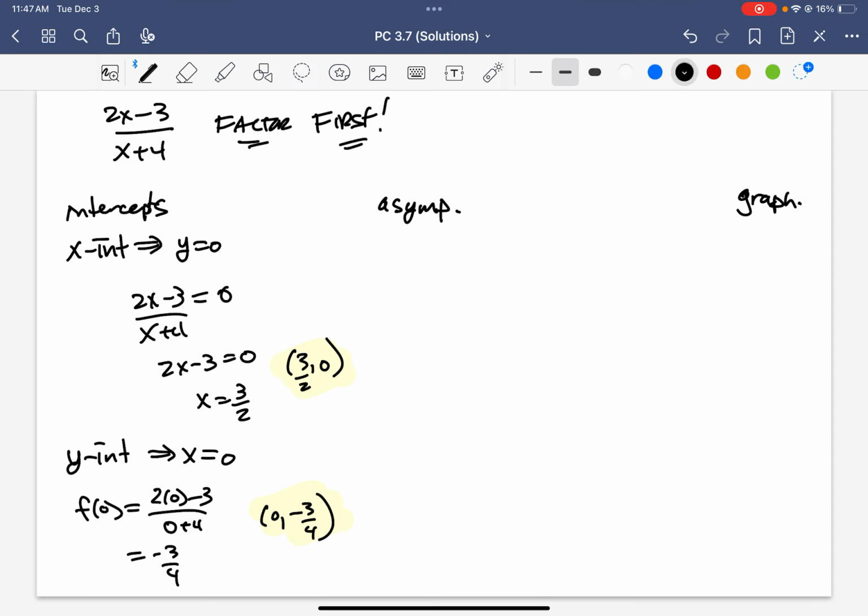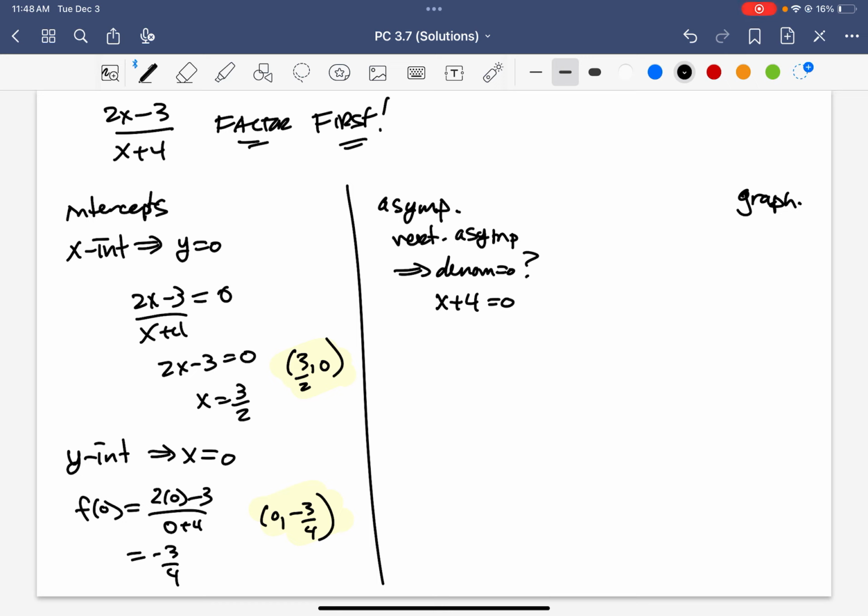Now, for our asymptotes, I know that the vertical asymptotes imply where the denominator equals 0. And so I take this and set it equal to 0. Notice here, you have to remove the holes first. There are no holes because there are no common factors to cancel out. So only after checking for holes do you use the simplified version to set the denominator equal to 0. And we get that this is a vertical asymptote.